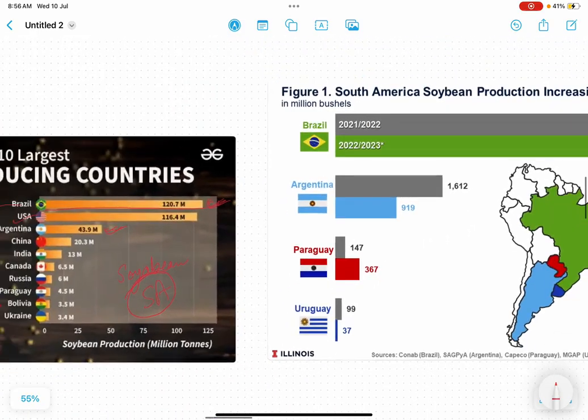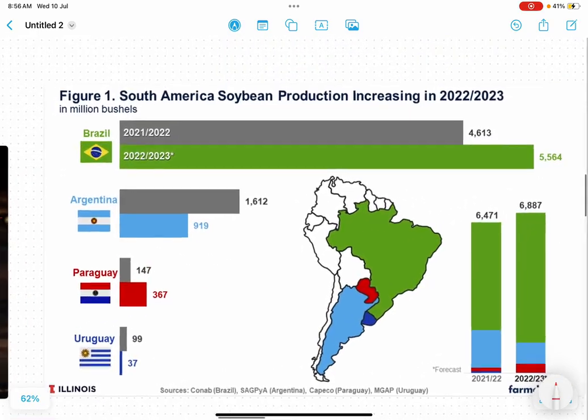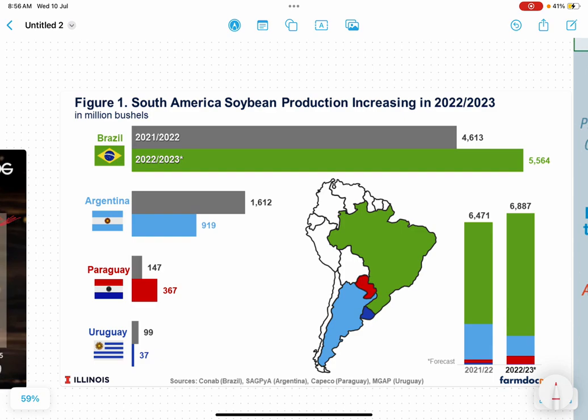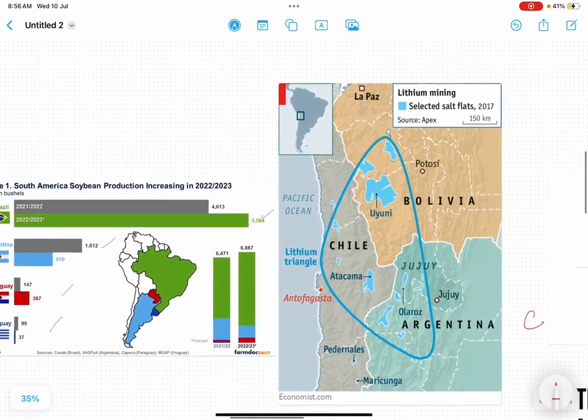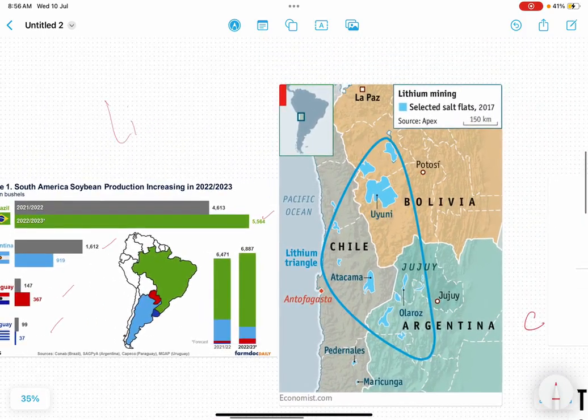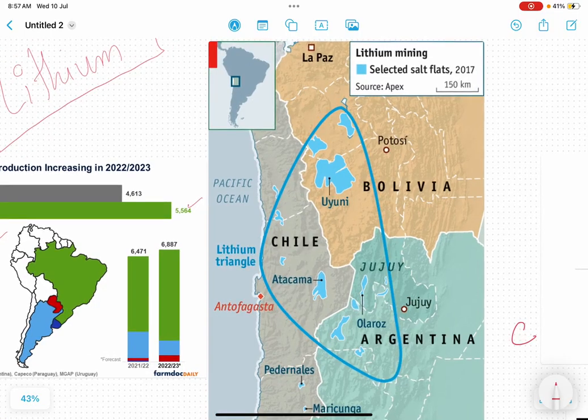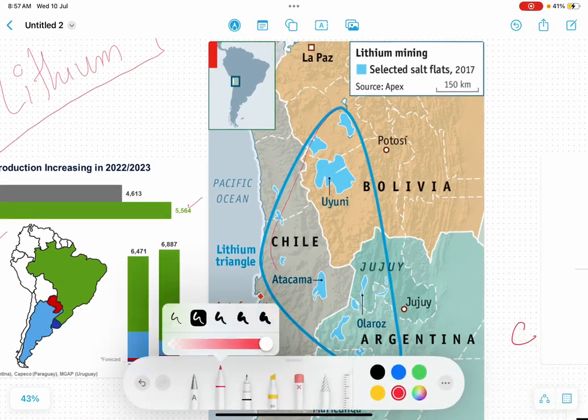Next map, let's see again soybean production within South American countries. So you can see we have Brazil here, we have Argentina, Paraguay, Uruguay, as we have seen. So next map, another important commodity or mineral, that is lithium. You know about lithium, right? Used in batteries. So this region is the lithium triangle.